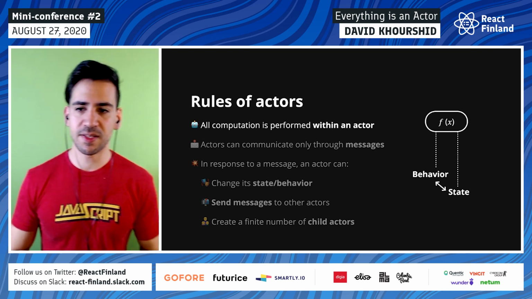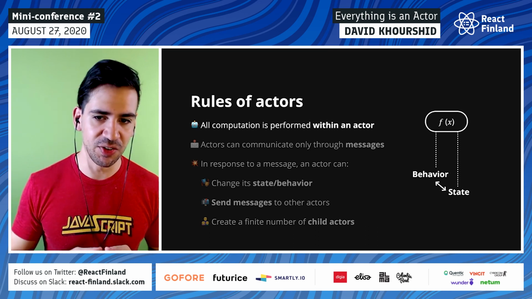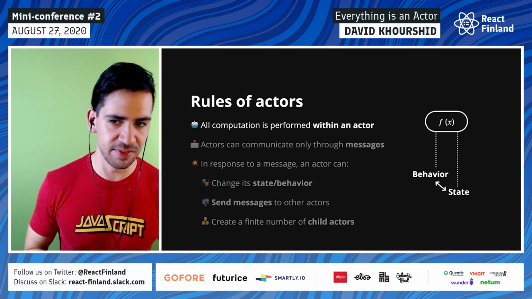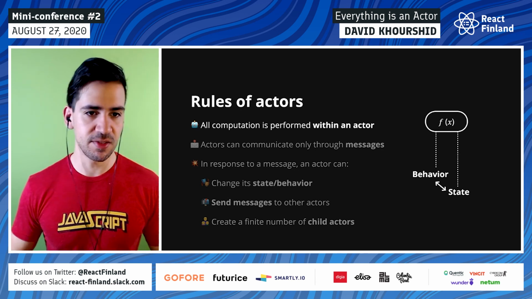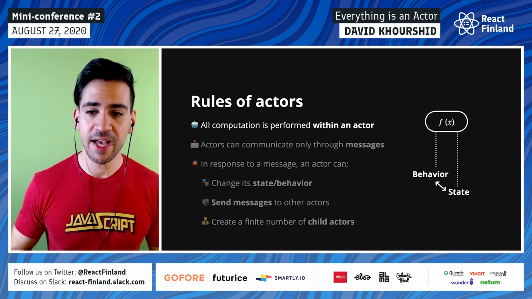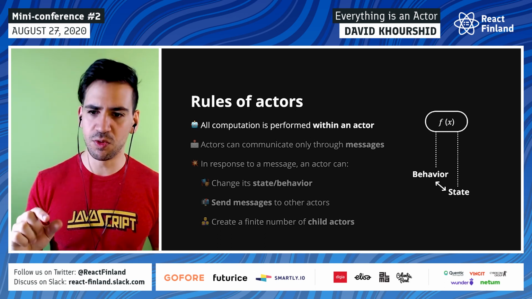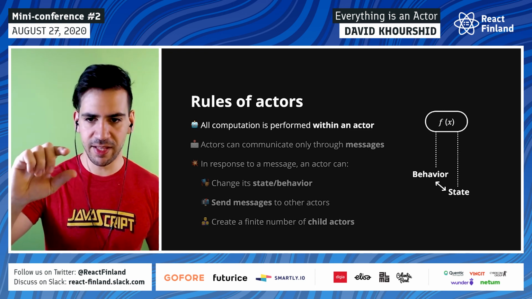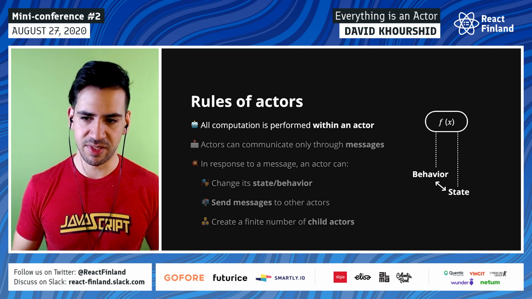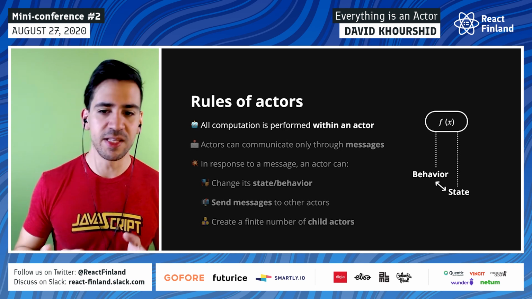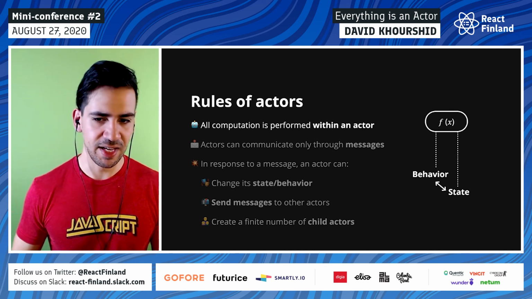So the first rule is about locality. All computation is performed within an actor only. And so as per the title of this presentation, everything is an actor because the actor is a fundamental unit of computation. In fact, you could model pretty much everything in programming as actors, even individual values. You could consider them to be little actors where you ask it what its value is and it immediately gives you a response back. But that quickly becomes unpragmatic. We don't want to model absolutely everything as actors.